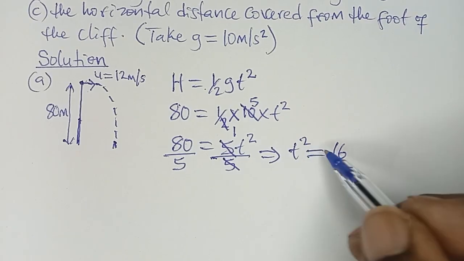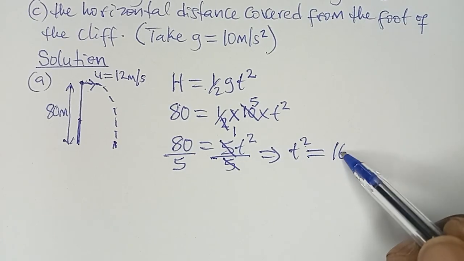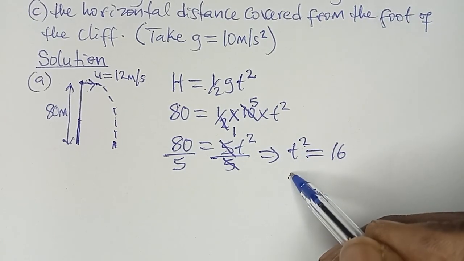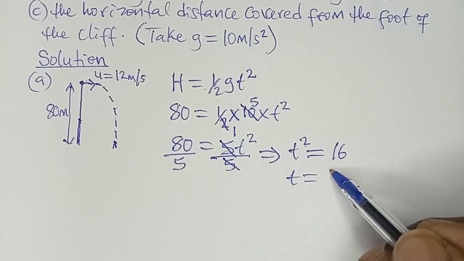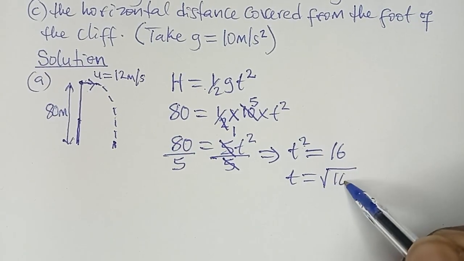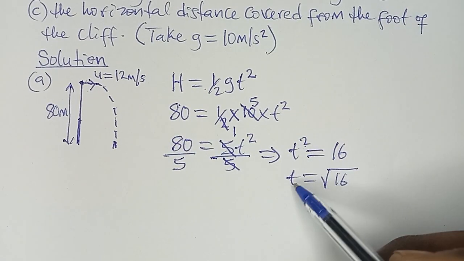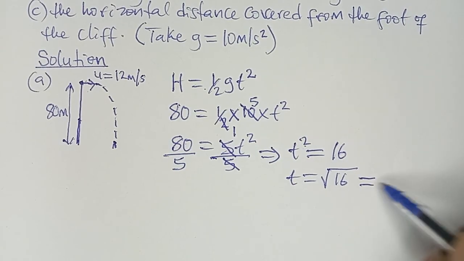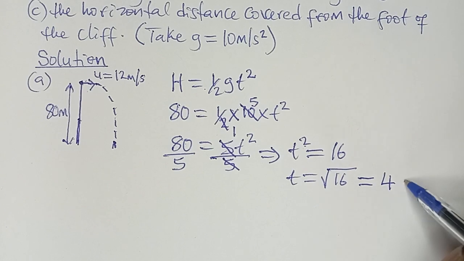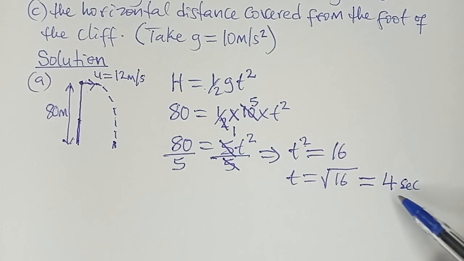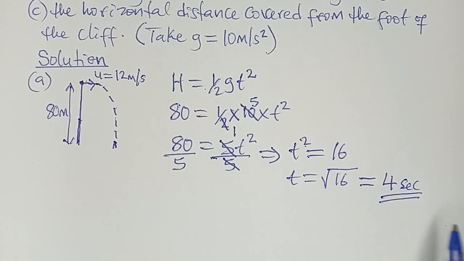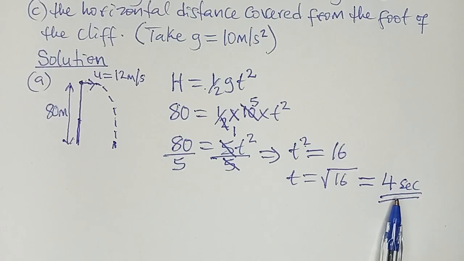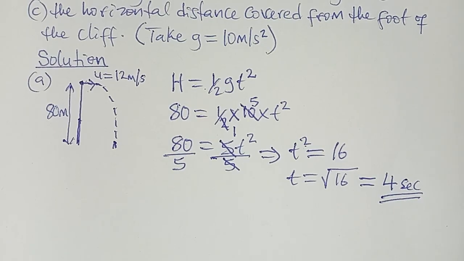To get the value of t, I take the square root of both sides. So t equals the square root of 16, which is 4. So the time is 4 seconds. It takes 4 seconds for the stone to reach the ground. So that is question A solved already.